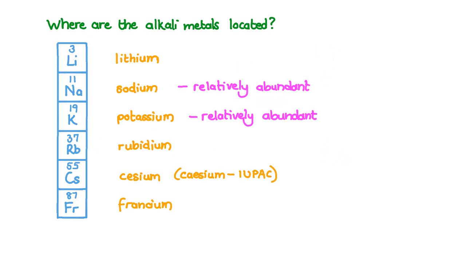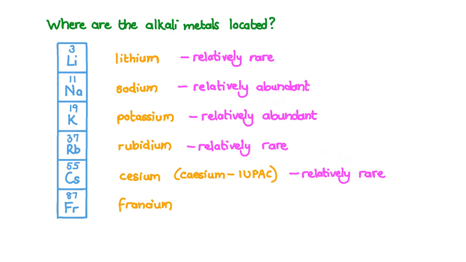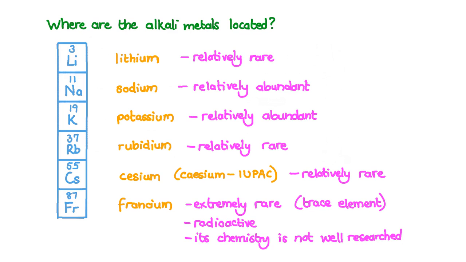Sodium and potassium are relatively abundant in the Earth's crust compared to the other alkali metals. Lithium, rubidium, and cesium are relatively rare, while francium is extremely rare, occurring only in trace amounts in the Earth's crust. This element is also radioactive, and not much is known about its chemistry because it is so scarce.